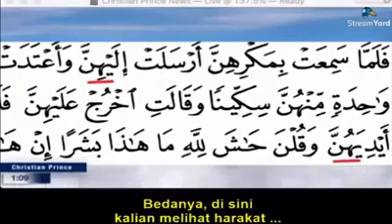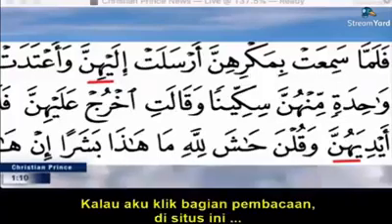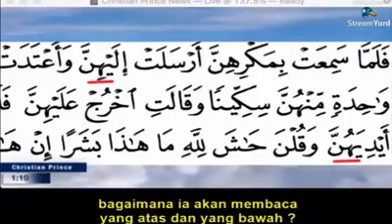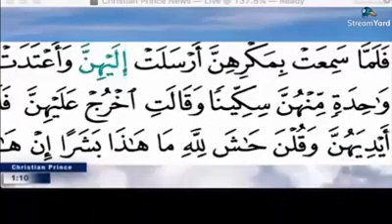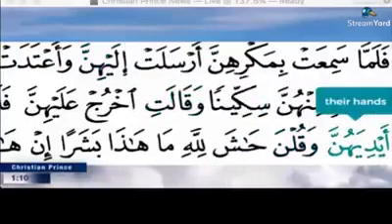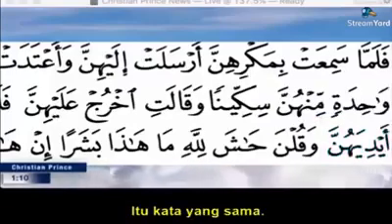The difference here, you will see this tashkil. If I click at the reading, which is in the website, how is it going to read this one, and how is it going to read this one? Listen carefully. Okay. It's the same word.